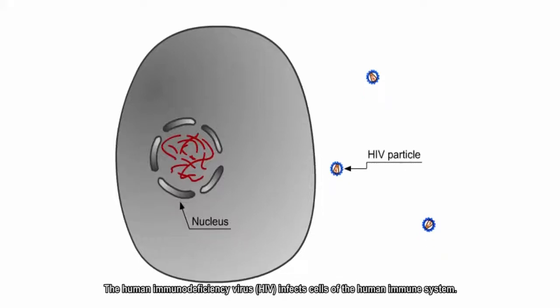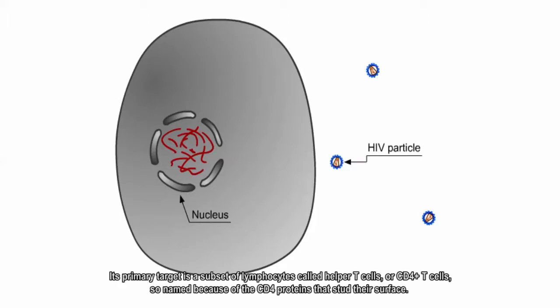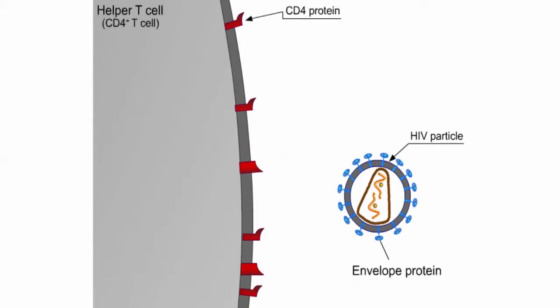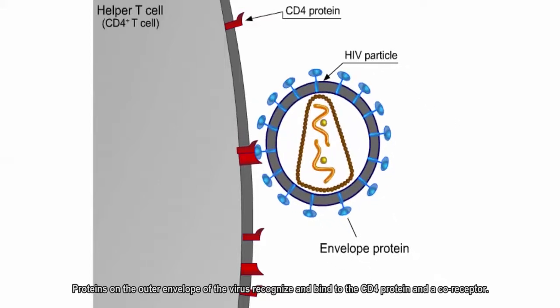The human immunodeficiency virus, or HIV, infects cells of the human immune system. Its primary target is a subset of lymphocytes called helper T cells, or CD4 plus T cells, so named because of the CD4 proteins that stud their surface. Proteins on the outer envelope of the virus recognize and bind to the CD4 protein and a co-receptor.